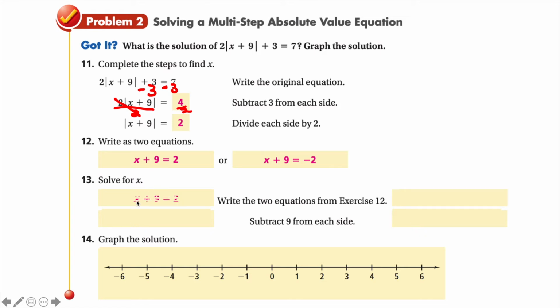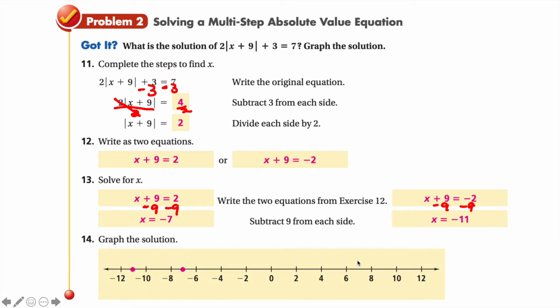So we're going to rewrite it, x plus 9 equals 2. We're then going to have it also rewritten as x plus 9 equals a negative 2. We are going to subtract 9 here. We're going to subtract 9 over here. And you're going to get the two answers, which are x equals a negative 7 and x equals a negative 11. This number line is a little bit of a mistake on my part. I apologize, because this is going to be the proper number line. It should be going from negative 12 to a positive 12.